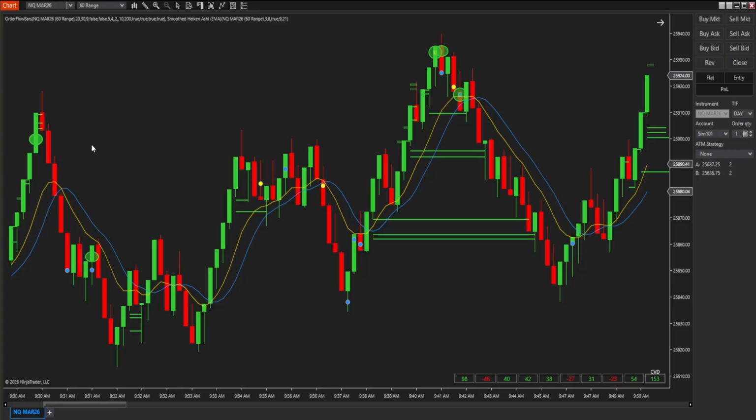With the order flow bars indicator, as you can see right there, you have some persistent buying. It shows you the stacked and balanced areas. This is not a footprint chart. The order flow bars indicator works on any chart type, and this is for NinjaTrader.